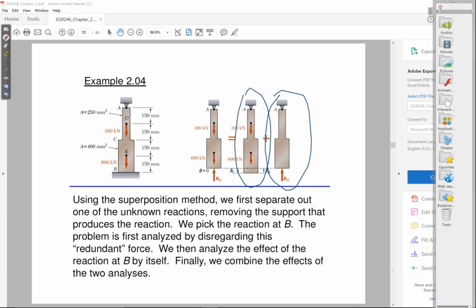Once you do this, you're going to solve those two problems separately. So let's go and look at how that's done.